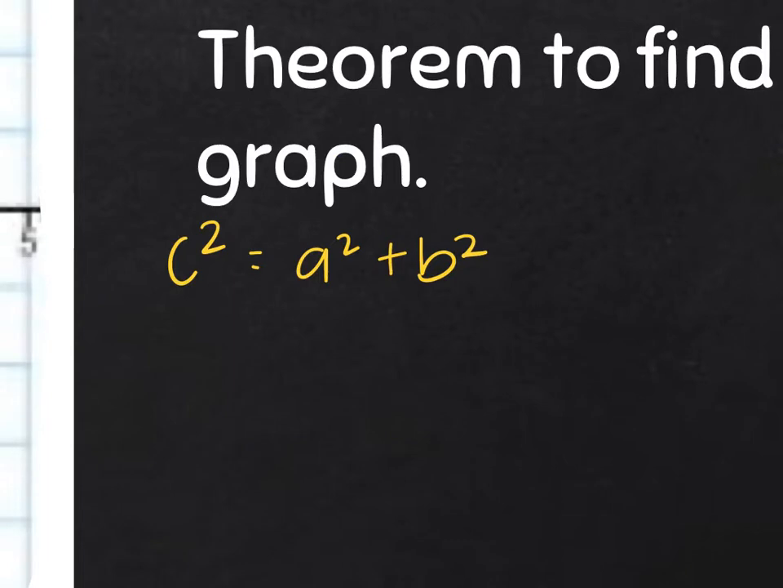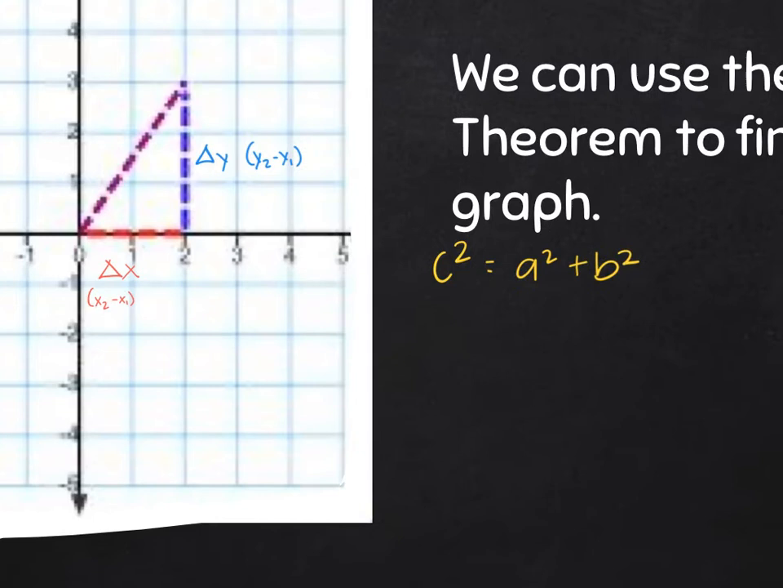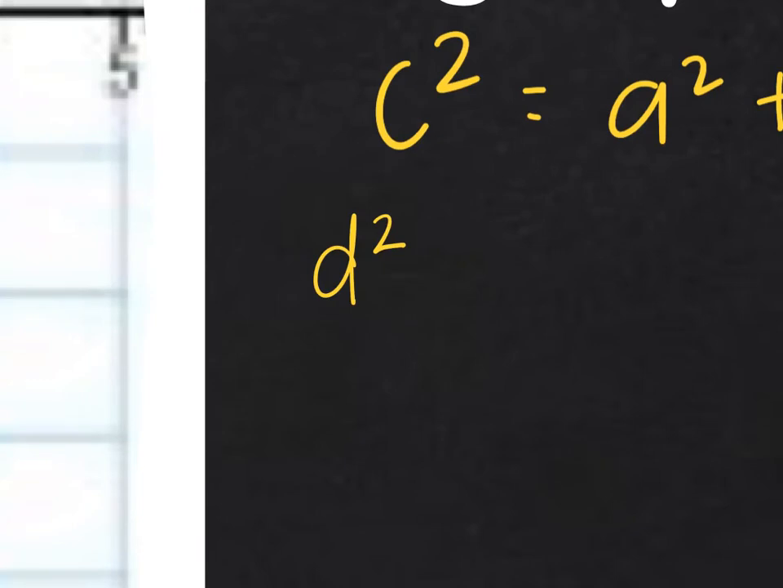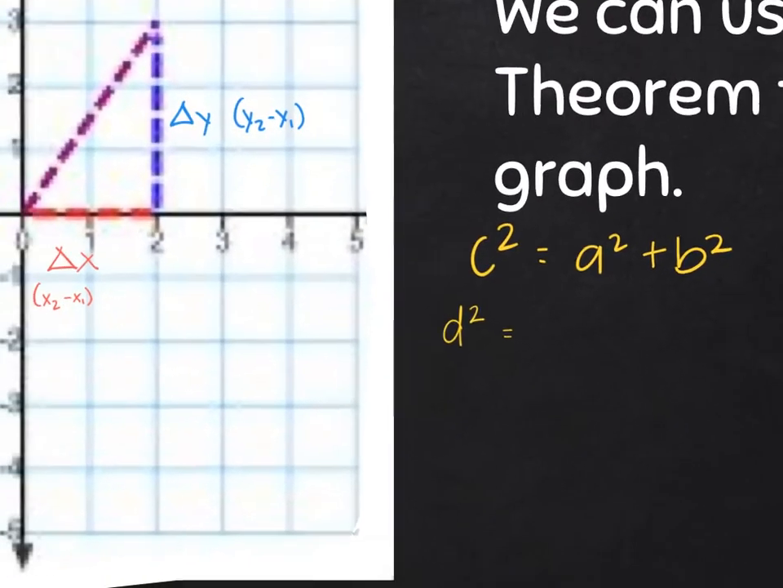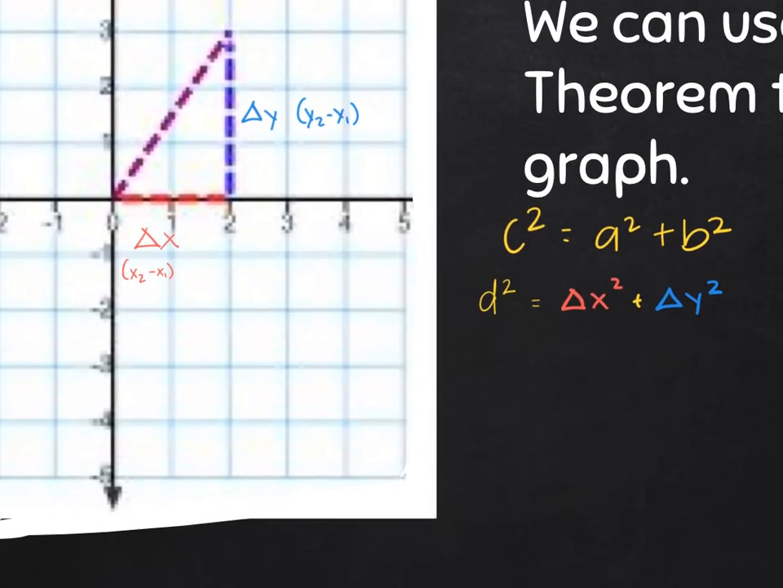If I think about my Pythagorean formula then, c squared equals a squared plus b squared. In this case, c squared is really the distance I'm looking for. So my distance squared will equal each side squared and added together. Since my sides are the change in x and the change in y, I can do the change in x squared plus the change in y squared will equal distance squared.